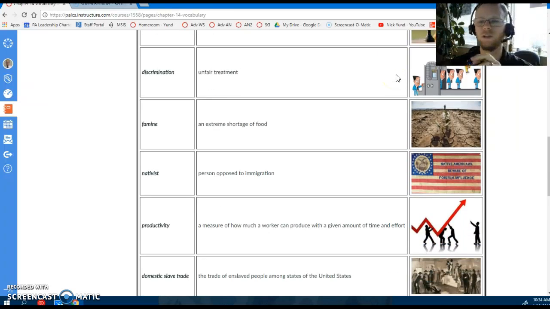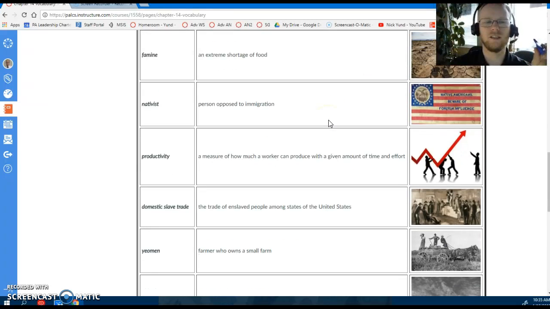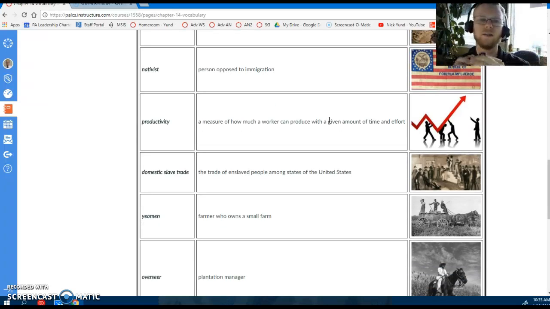Famine is an extreme shortage of food. A nativist is someone who opposes immigration, so they don't like different people coming into the country. A nativist. Productivity is a measure of how much a worker can produce with a given amount of time and effort. Usually you talk about productivity as like how hard are people working? Productivity.